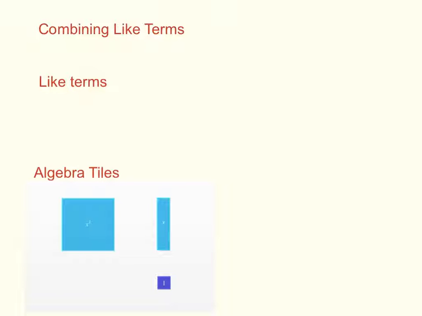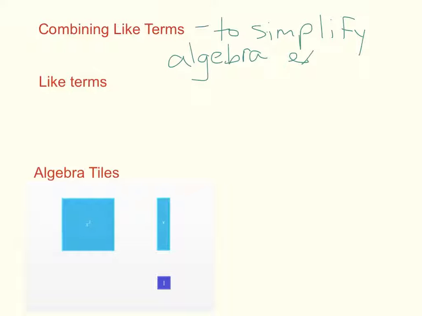So in 7th grade, we have this strategy called combining like terms. And what combining like terms helps us to do is to simplify, or if you will, write in a shorter form, algebra expressions. And an expression is like just a whole bunch of things thrown together. Not an equation, an expression. Okay? So it helps us to simplify algebra expressions.